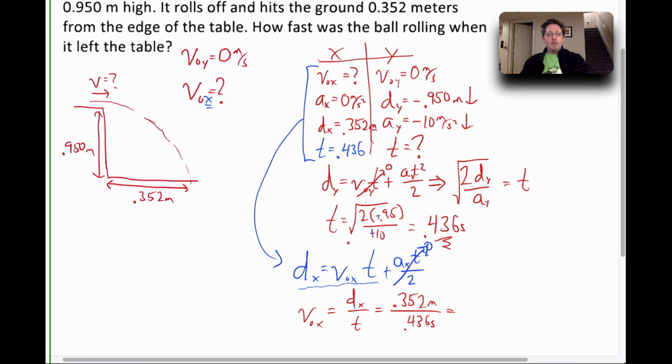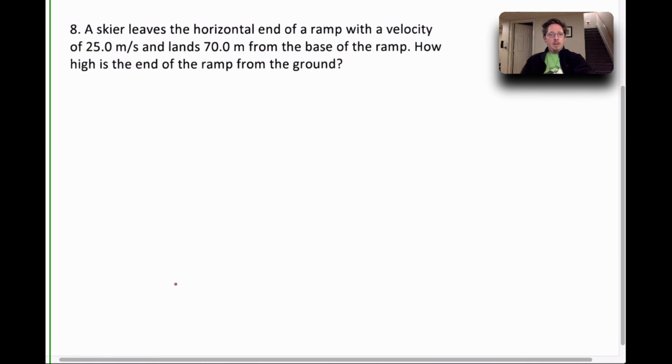All right, let's move on to the last problem. Number 8 is quite a bit different than the other problems that we've had, but we're still going to end up using the same core principles. Separate our givens, have our x and our y, use our motion equations, and be patient. So it says a skier leaves the horizontal end of a ramp with a velocity of 25 meters per second, lands 70 meters away from the base of the ramp. How high is the end of the ramp from the ground?